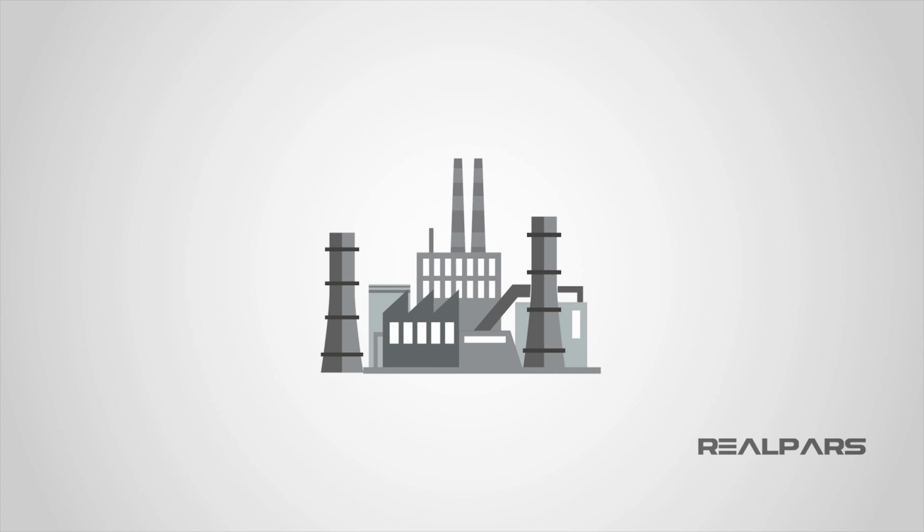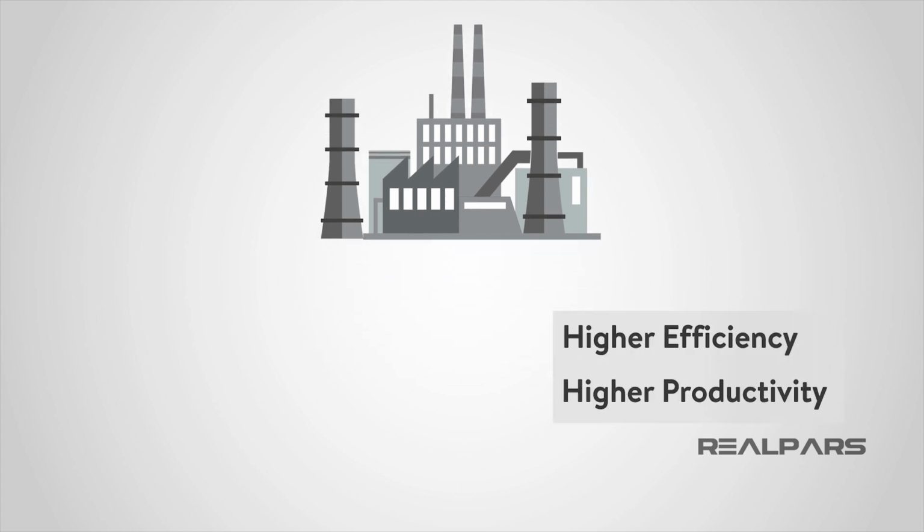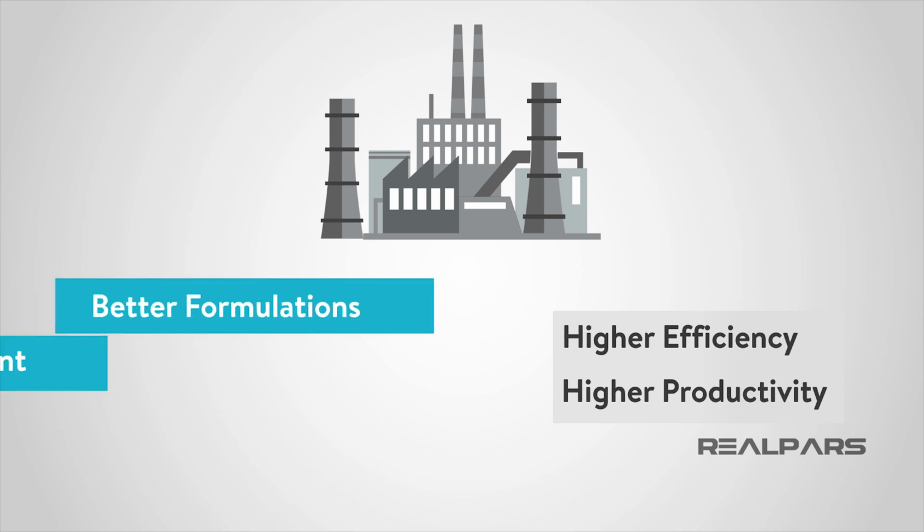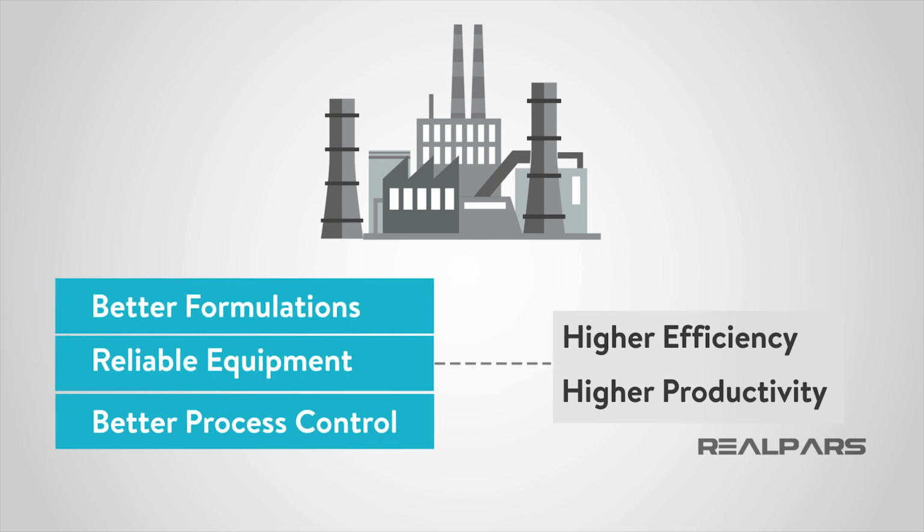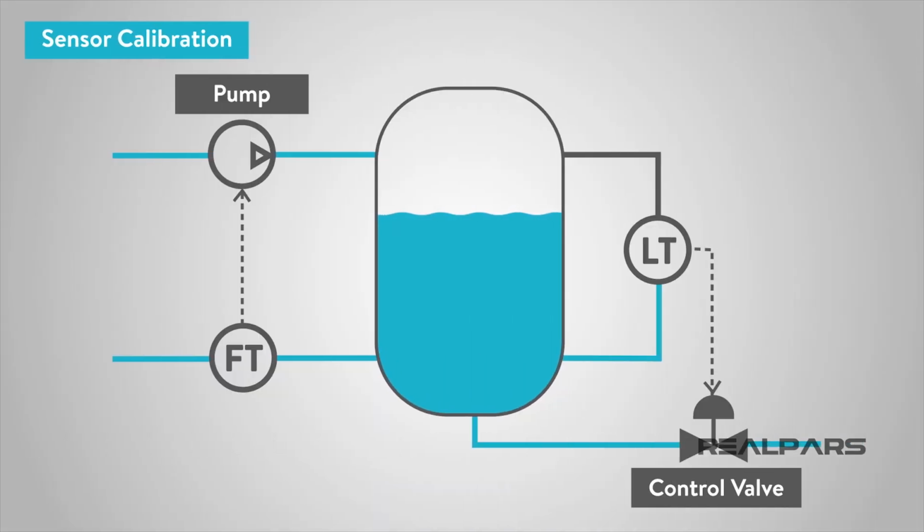Modern process and manufacturing plants are always trying to find ways to operate at higher efficiency and productivity. Better formulations, more reliable equipment, and better process control are some ways that manufacturing facilities can reach peak performance. In other RealPars videos, we learned that proper sensor calibration yields more accurate process measurements, which in turn makes good control of the process possible. When good control is realized, then the process has the best chance of running efficiently and safely.